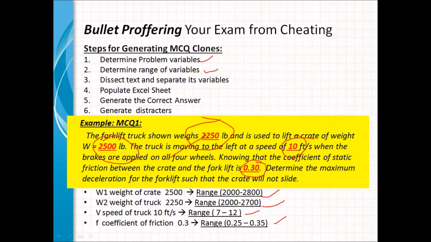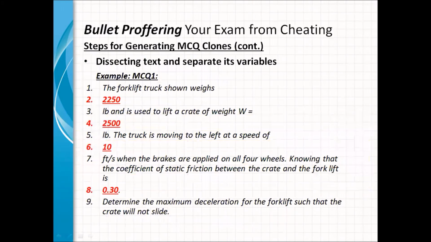The third step is basically dissecting the text. This text, we're going to dissect it and cut it into pieces, okay, so we can fit it into the Excel spreadsheet later. For example, that's the question, the MCQ 1. Now it's changed to this paragraph. That's text, that's a variable, text, and that's the second variable. Then text, third variable. Text, fourth variable, and text.